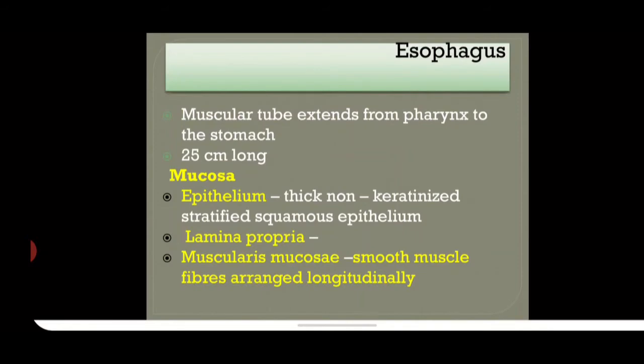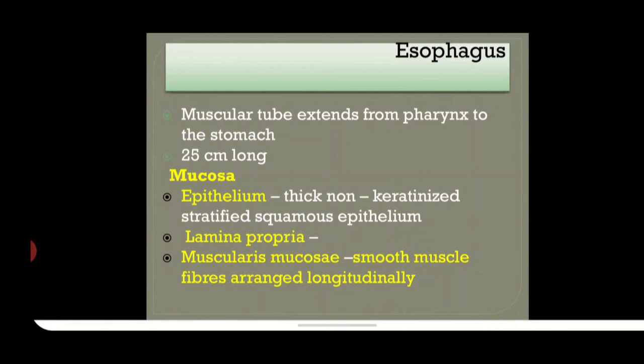The esophagus is a muscular tube, you should have seen it in the dissection, extending from the pharynx to the stomach, and it is 25 centimeters long. Now we will come to the mucosa of the esophagus. Here the epithelium differs from the other parts of the GIT. It is thick, non-keratinized, stratified squamous epithelium. In the last class we have seen the histology of the tongue, same epithelium. As we have noted, only a few slides in this first year histology practicals have this epithelium. That's one way to identify the slides.